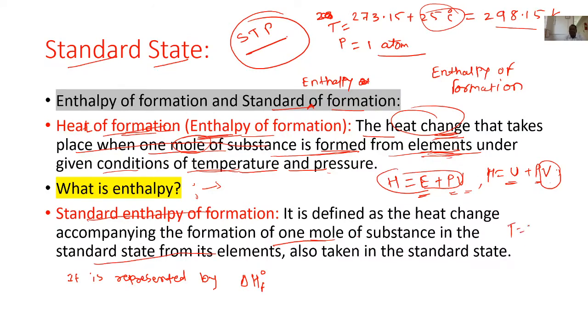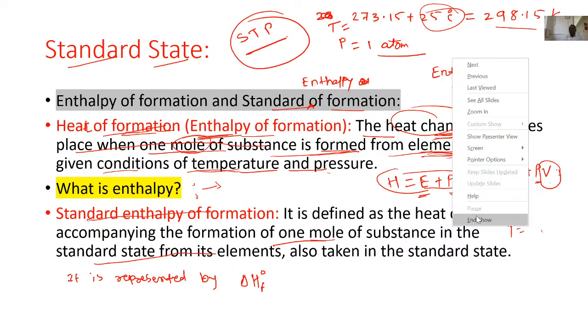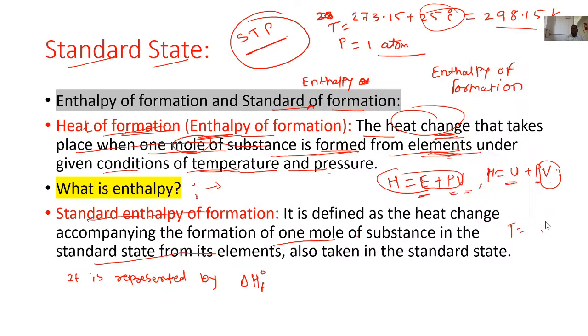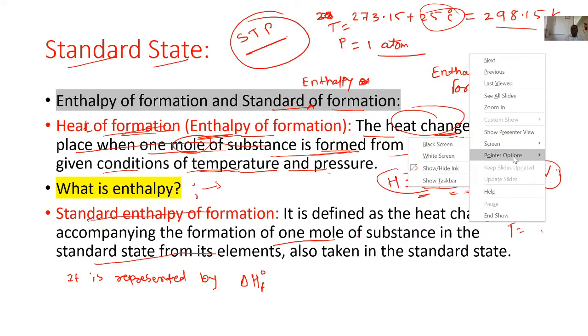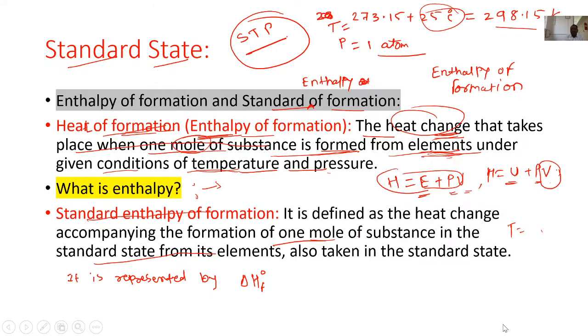Temperature is equal to 298.15 degree Kelvin and pressure is equal to 1 atmosphere. That is called the standard state.